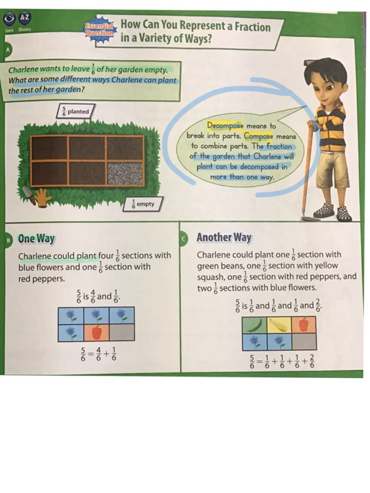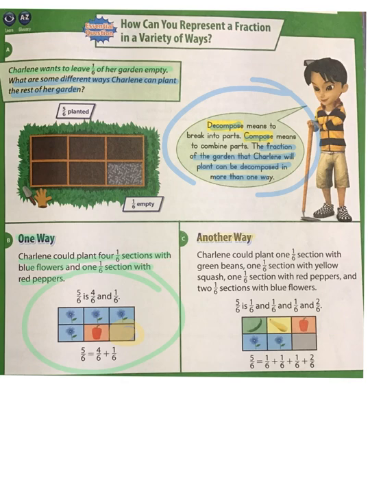Charlene can plant 4 1/6 sections with blue flowers and 1/6 section with red peppers. So if we look over here, we know that she wants to leave one by itself. I highlighted it in yellow. So out of the other 6, she has planted 4 of them with blue flowers and 1 with red peppers.